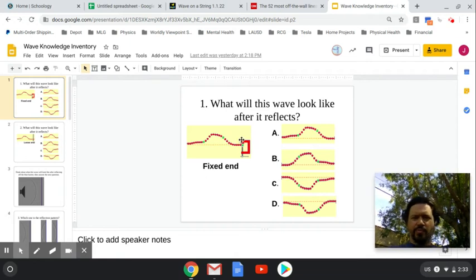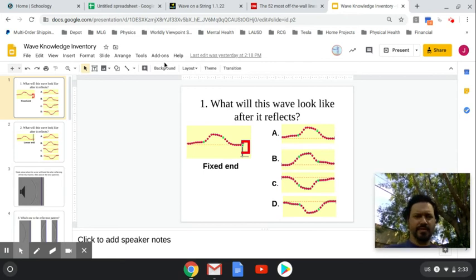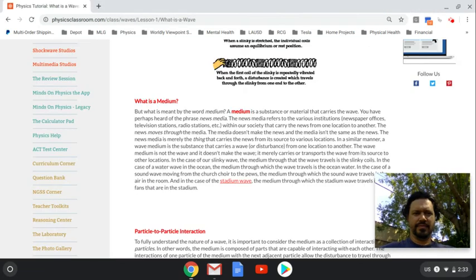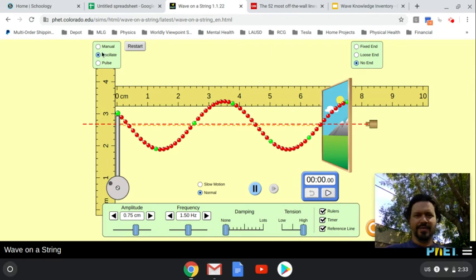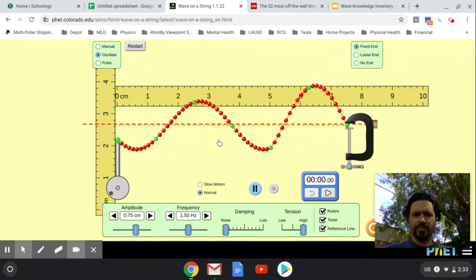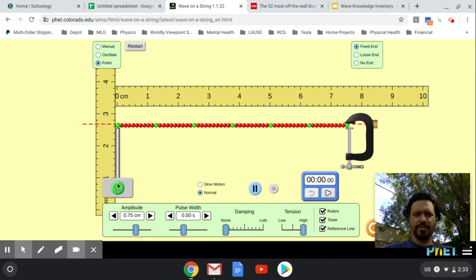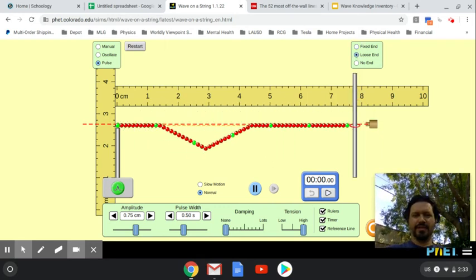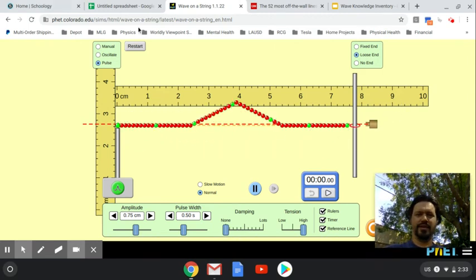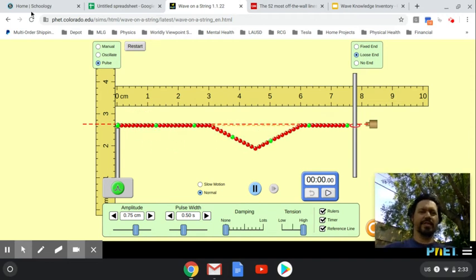Okay, so first question. What is this going to look like after it reflects? With the fixed end, you can see it flips. Right, the fixed end causes it to flip. If you had a loose end, it stays the same. See here, the fixed end over here flips. The loose end allows it to stay on the same side. We'll go over why that is later.